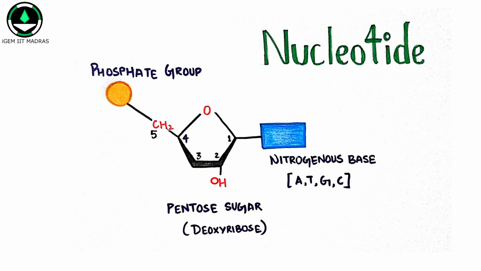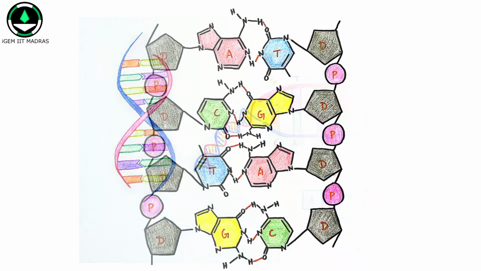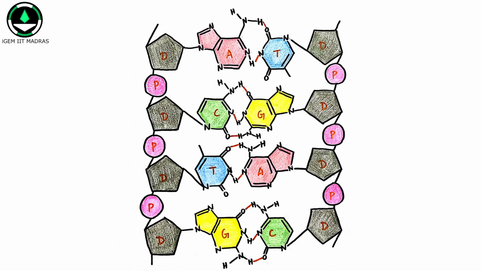Each nucleotide contains a nitrogenous base, a sugar molecule, and a phosphate group. A, that is adenine, G, guanine, T, thymine, and C, cytosine, are the nitrogenous bases found in DNA. A and G are purines, and T and C are pyrimidines. Based on the nitrogenous base present in them, nucleotides can be classified into 4 types. Nucleotides are arranged in a chain inside the DNA.